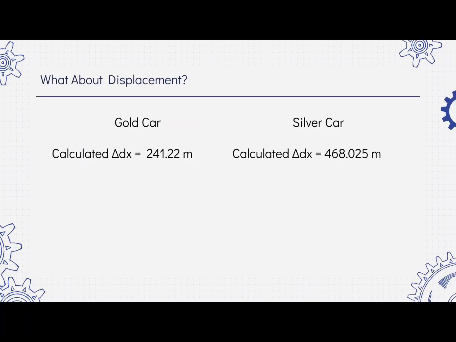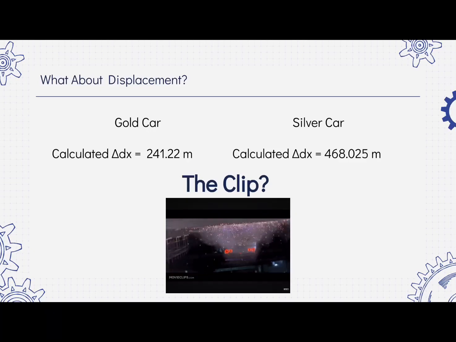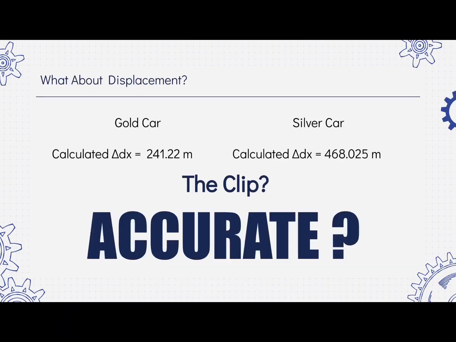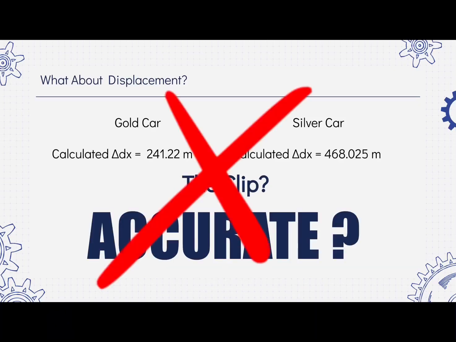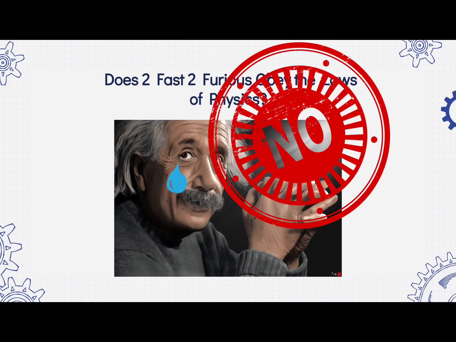Next, I compared the displacement of both cars. In my calculations, the gold car travels 241.22 meters, whereas the silver car covers a much larger distance of 468.025 meters. But what about the clip? Here you can see that the two cars land just meters away from each other, rather than the 200 meters of distance that they should have between them. Is this accurate? Once again, no, it is not. So, after all my calculations, does 2 Fast 2 Furious obey the laws of physics? No. Unfortunately, this epic scene was not created with the special touch of a physicist.